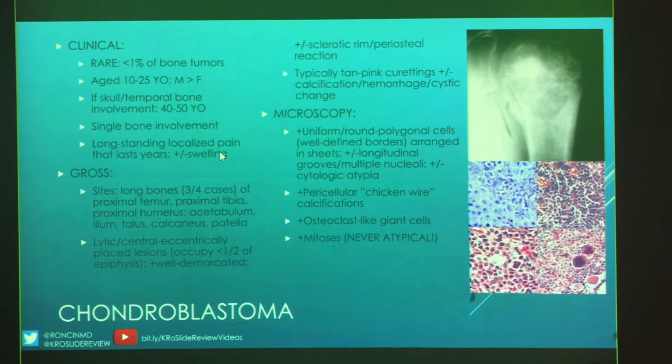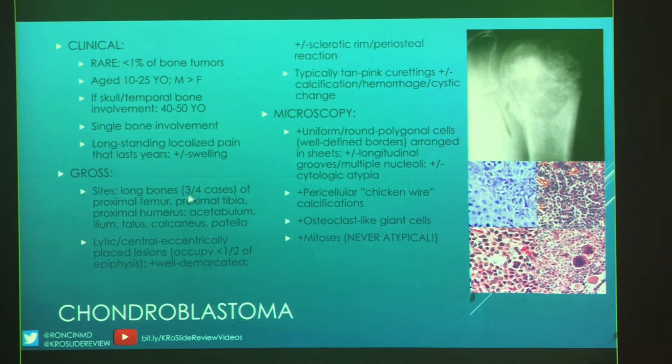They tend to occur in adolescents to young adults, again, males more than females. And what you should know is that if the skull or temporal bone specifically is involved, that tends to occur in middle-aged adults. These involve single bones, and they tend to have long-standing localized pain that lasts years and years. So this sounds like an absolutely miserable lesion to have. The patients may have swelling associated with the lesion as well.